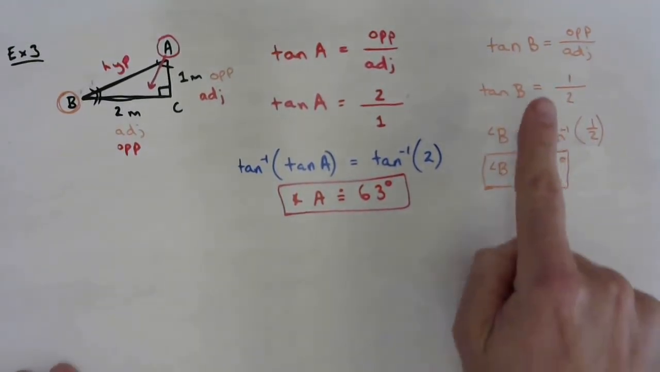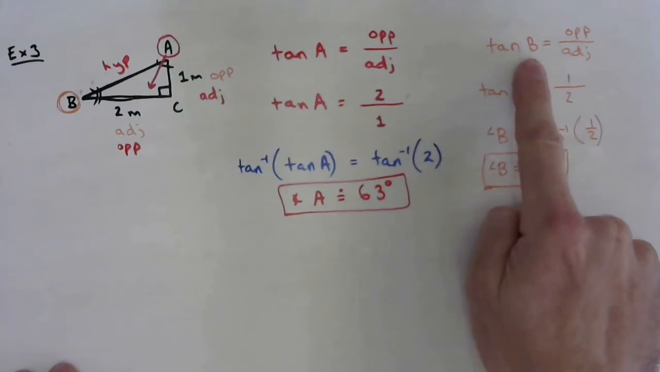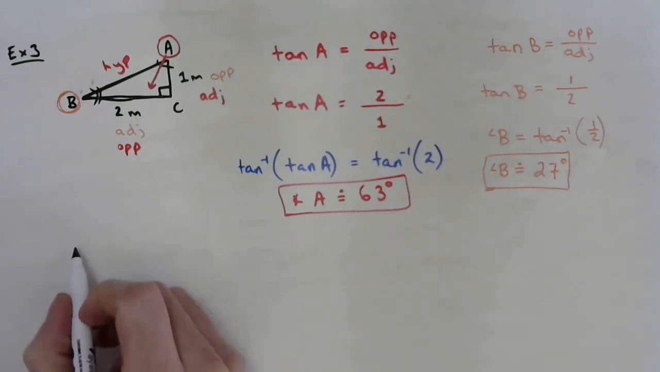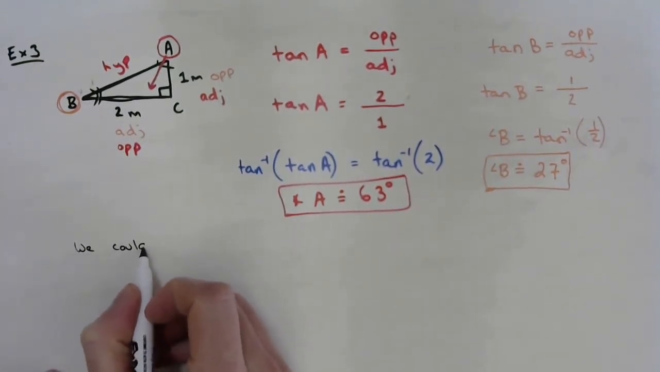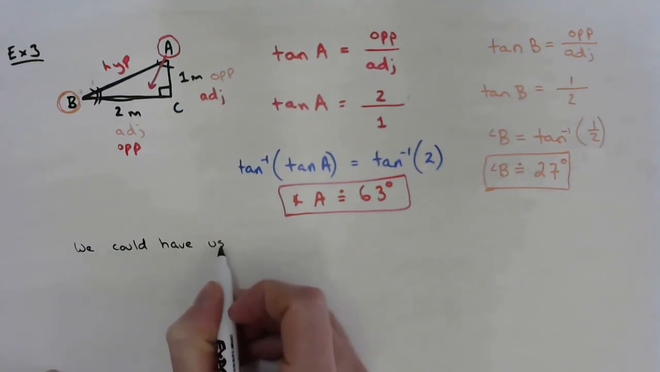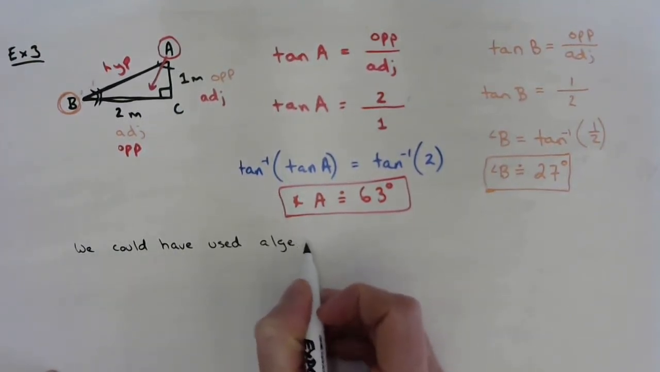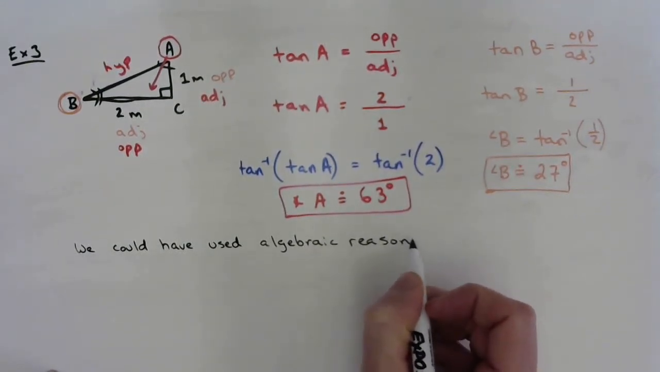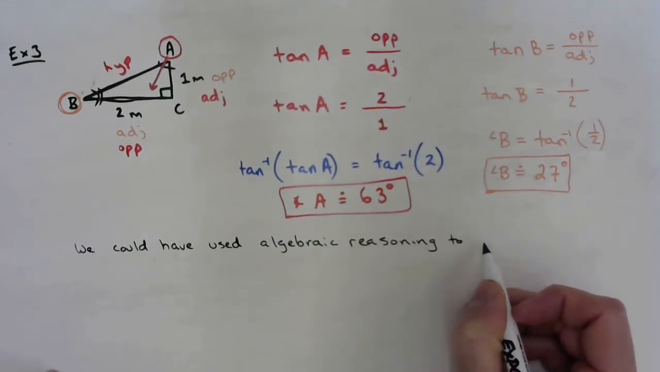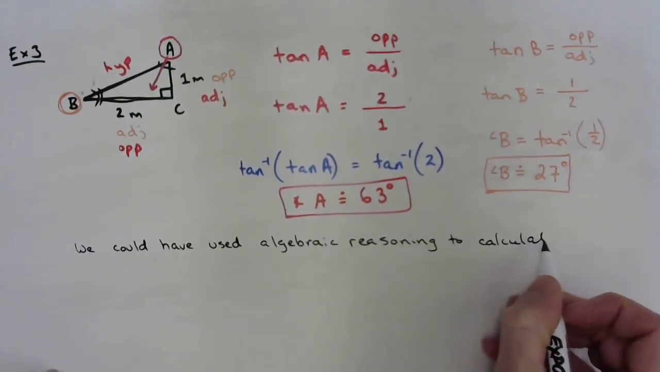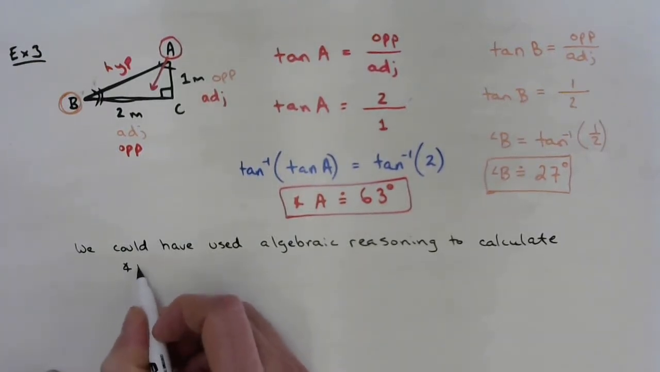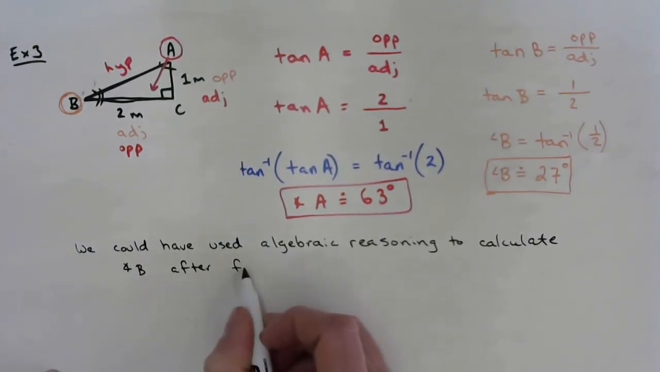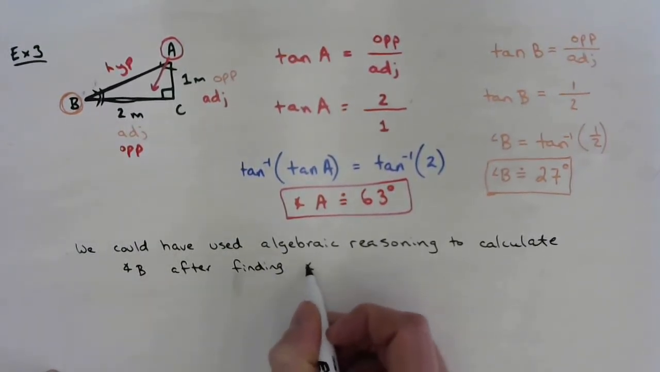Question for you. Did we have to do this process to find angle B after we already found angle A? No. Why not? I have no idea, but you would ask the question if there was another way. What could we have used? We could have used triangles and 3 1. Yeah, we could have used what's called algebraic reasoning. We could have used algebraic reasoning to calculate the measure of angle B after finding the measure of angle A.